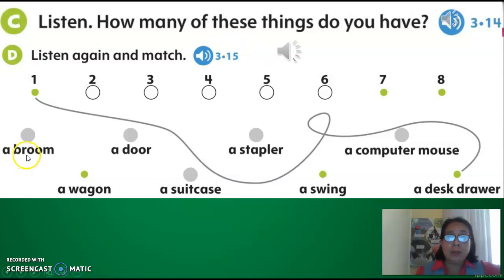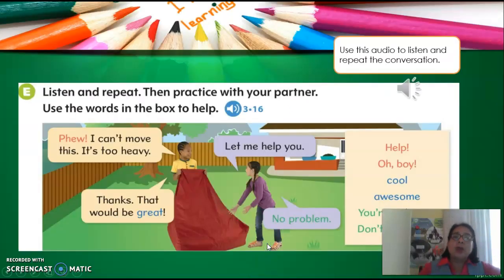What are the words? A broom, a door, a stapler, a computer mouse, a wagon, a suitcase, a swing, and a desk drawer. But the desk drawer is the answer number 1. I repeat. I will send you the audio or you can listen to it in your ebooks, okay? Continue. Well, right here, we use this audio to listen and repeat the conversation. In this case, I will let you listen, okay? Listen and repeat and then practice with your partner. Use the words in the box to help.